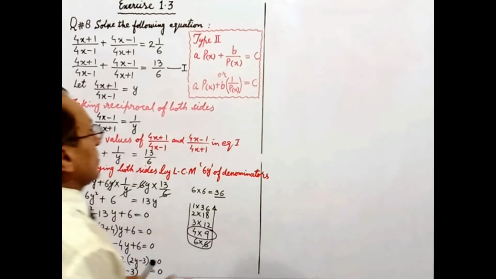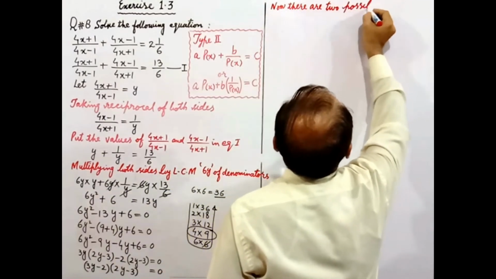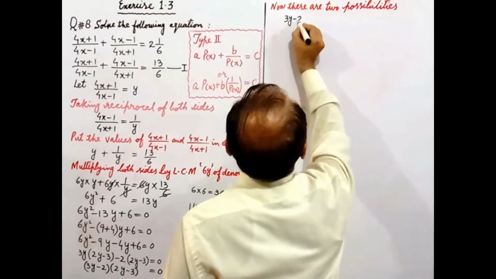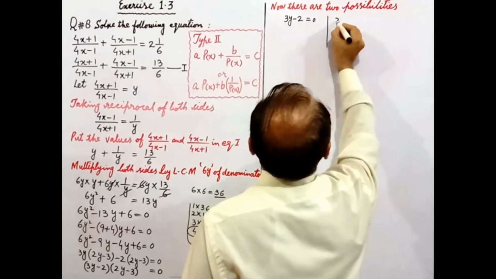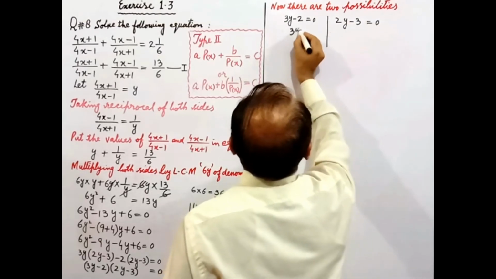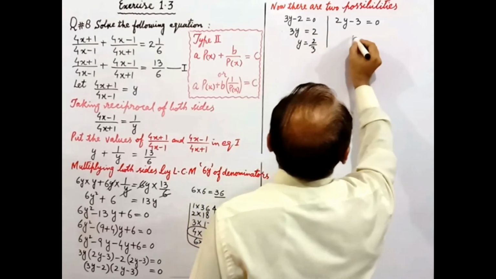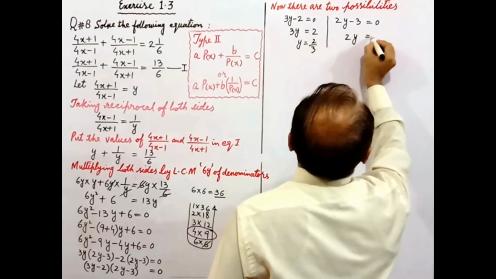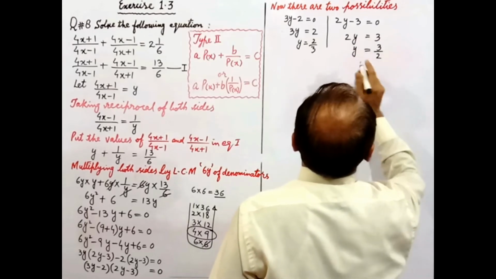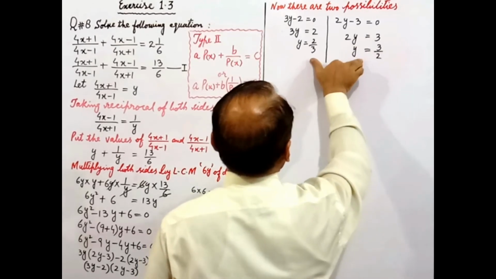Now there are two possibilities. 3y minus 2 is equal to 0. 2y minus 3 is equal to 0. 3y is equal to 2 and y is equal to 2 by 3. 2y is equal to 3 and y will become 3 divided by 2 when 2 is taken to the right hand side. Now I'll put the value of y in these equations.